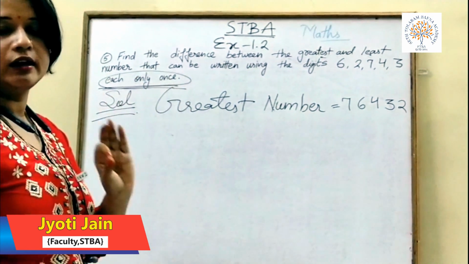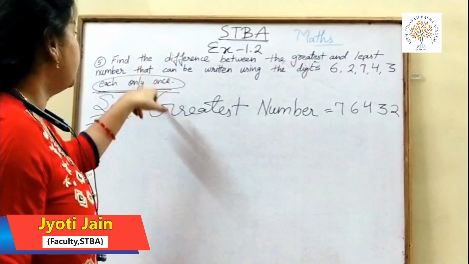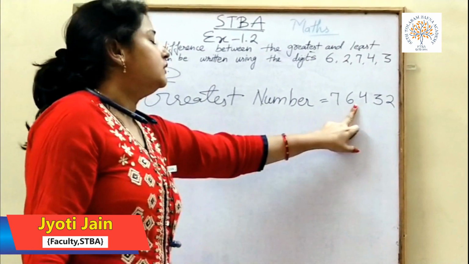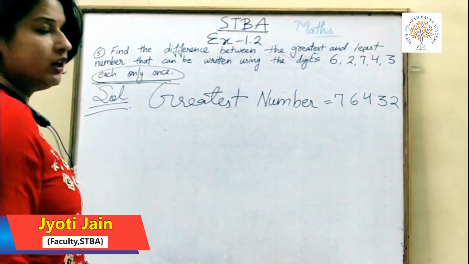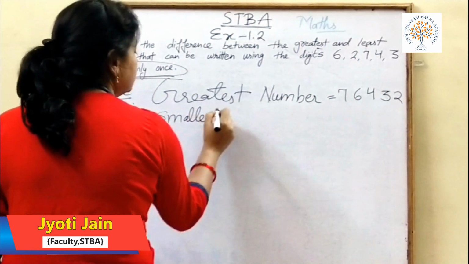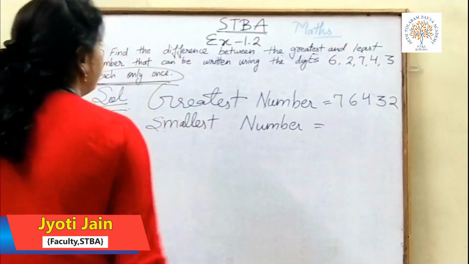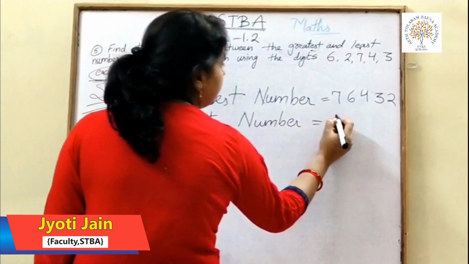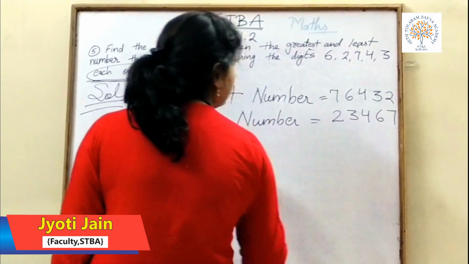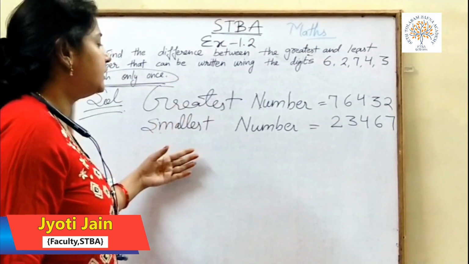यानी सिर्फ एक बार इन digits को use किया जा सकता है. Each only once. Okay, so by using these digits, the greatest number which we can form can be 76,432. And just like this, the least number or the smallest number which we can form using the given digits can be 2, 3, 4, 6 and 7. Okay, we have already arranged these numbers as greatest and smallest.